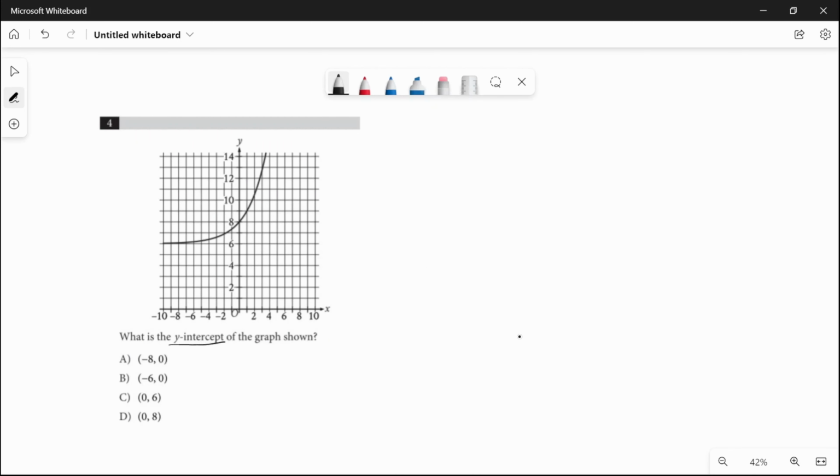What is the y-intercept of the graph shown? So here we should find the point at which this graph is intersecting the y-axis. And we'll find out that at 8, the intersection occurs. Therefore, the y-intercept occurs at the point (0, 8). So the answer is D.